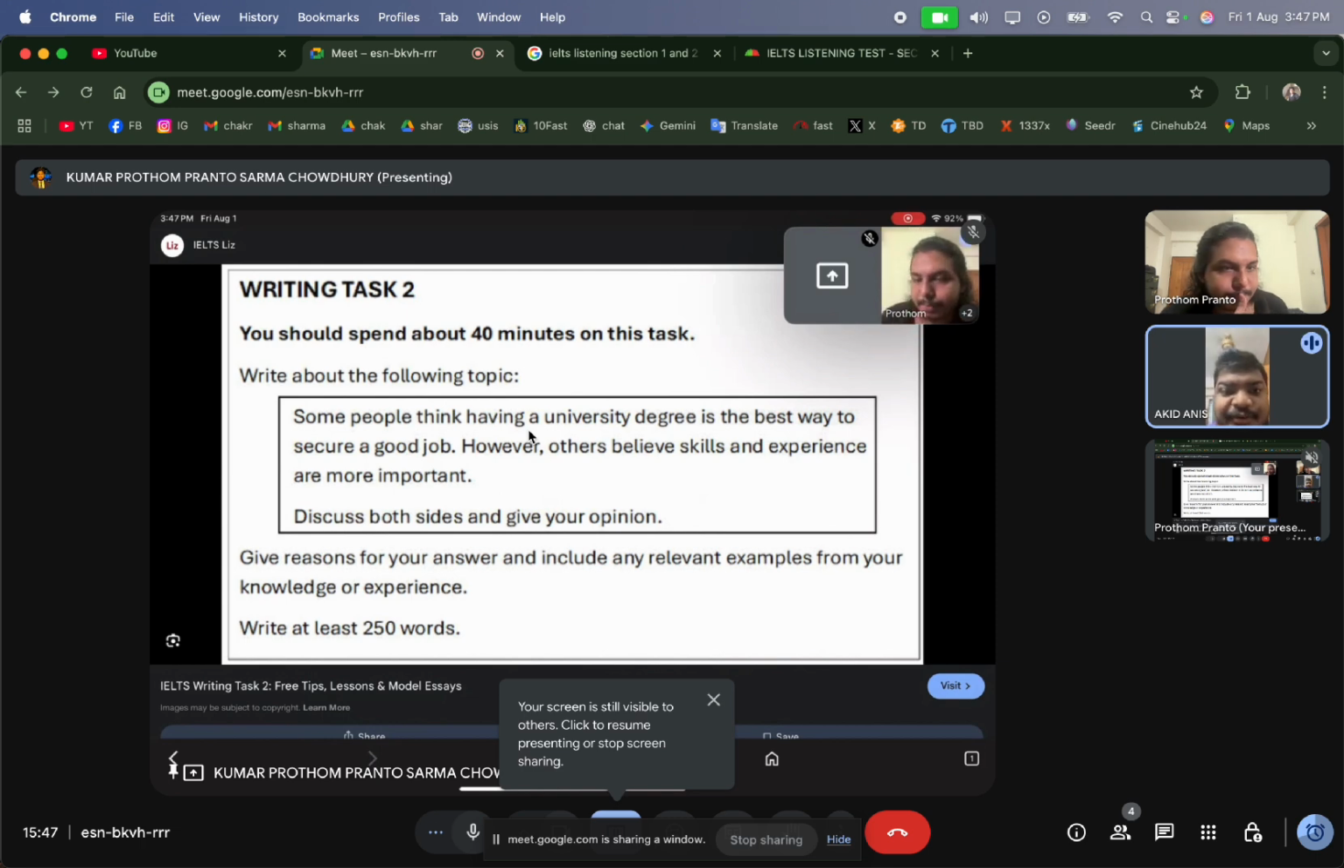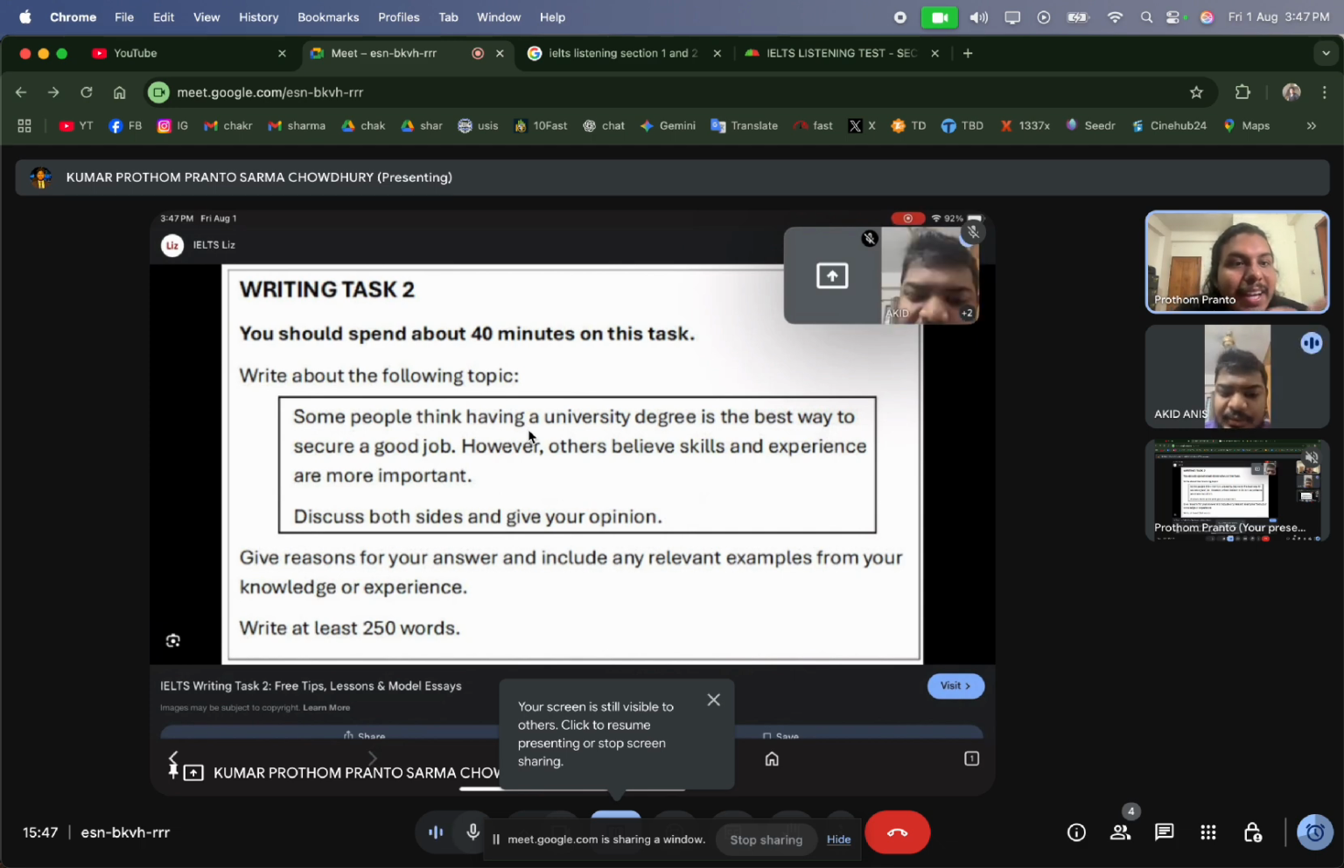I have a question on writing task one, sir. In task two, we see that there's a word limit, like at least this much. Is there a word limit for task one? The limit is not actually a word limit. You can exceed it, but you cannot write below it.